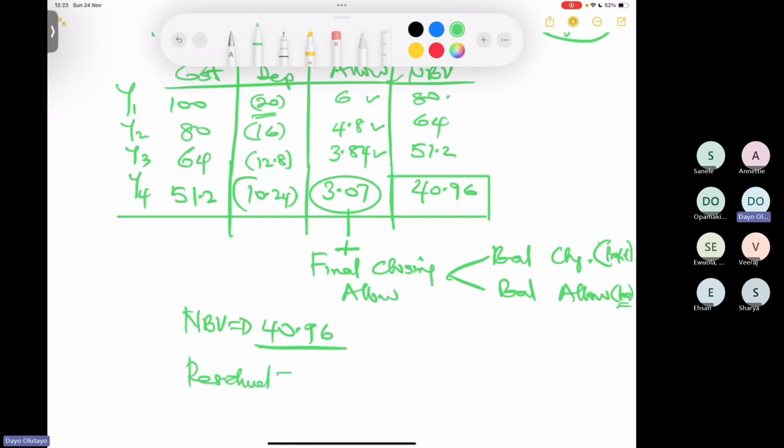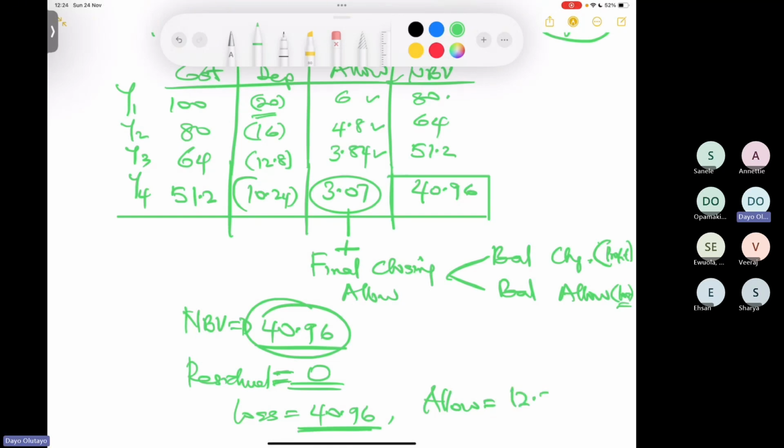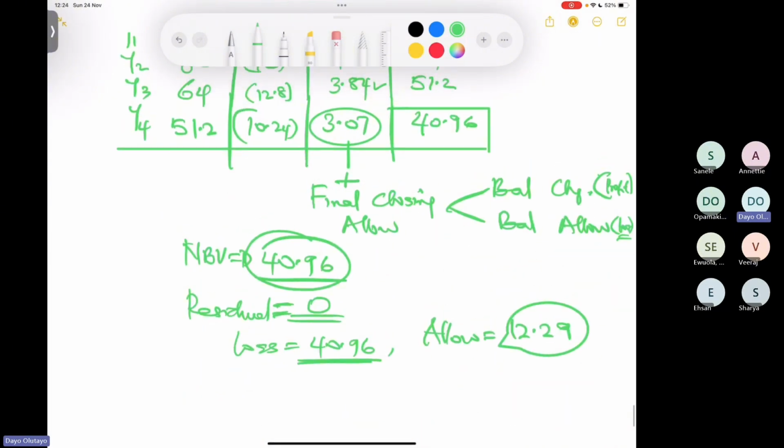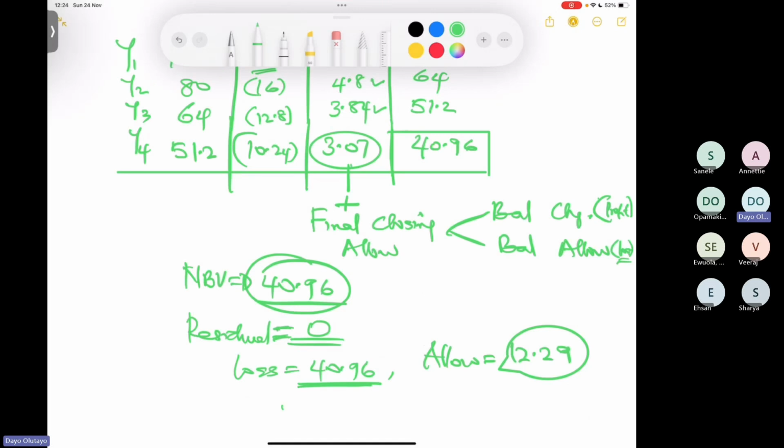So which means the asset is useful for 4 years, it's useless after the 4 years. In that case, you're selling for 0 something that is worth 40.96. So there's a loss of 40.96. And in that case, you are entitled to an allowance. Because if it was a profit, you would pay tax. And when it's a loss, you deserve to get some benefit too. So at 30%, you get an additional tax benefit, and that's called a balancing allowance of 12.29. So when you are plotting, year 4 will be 3.07 plus 12.29.